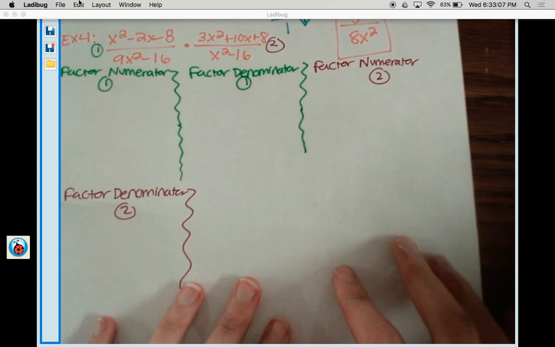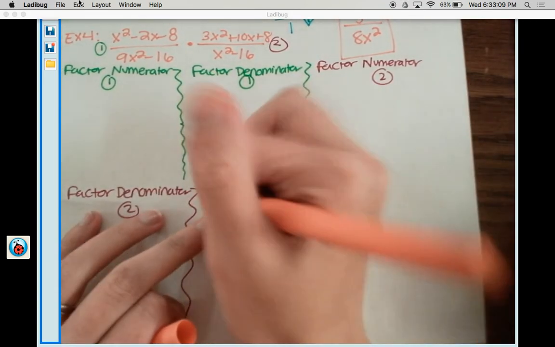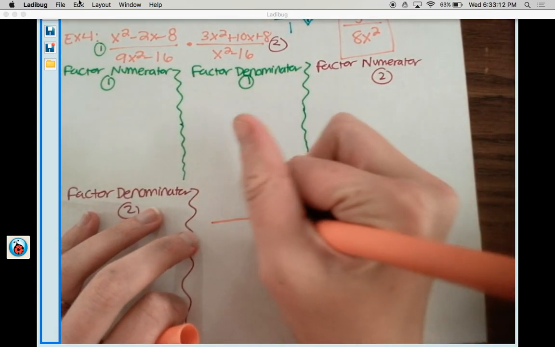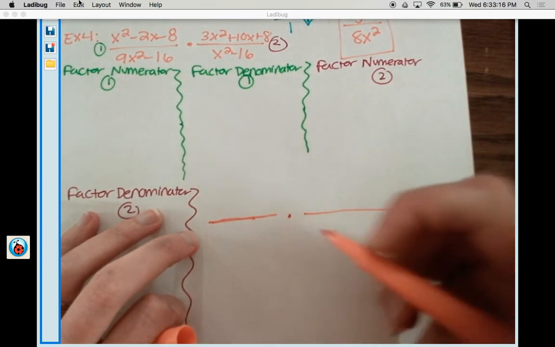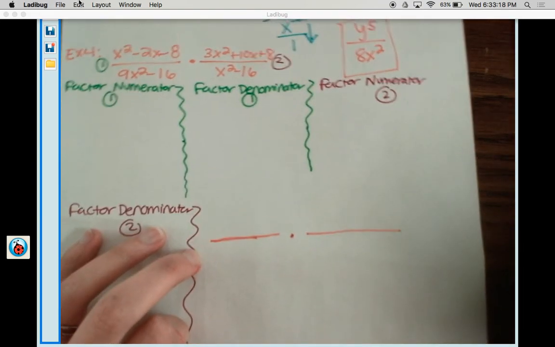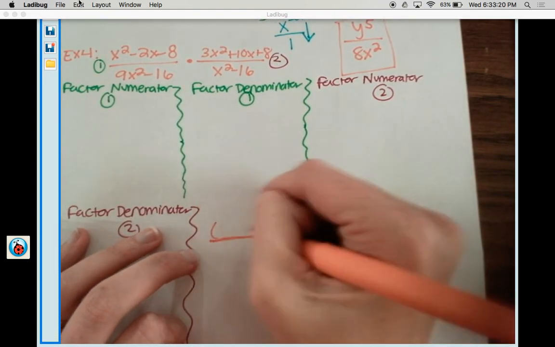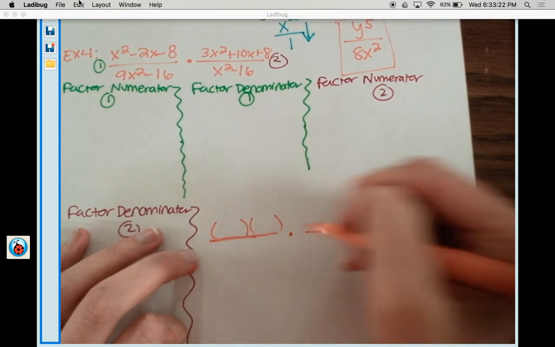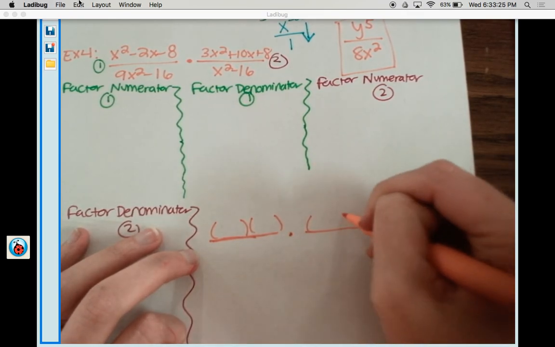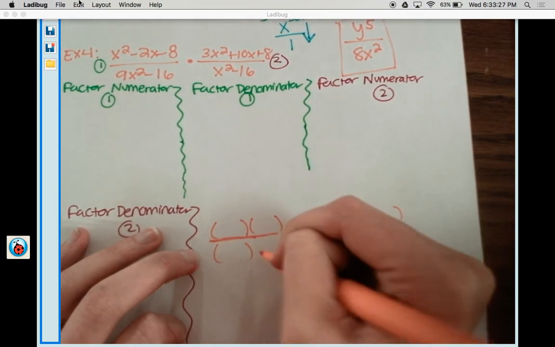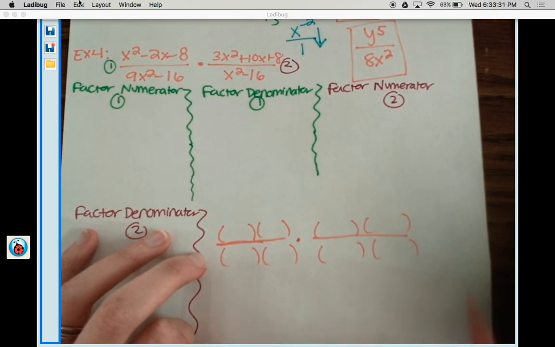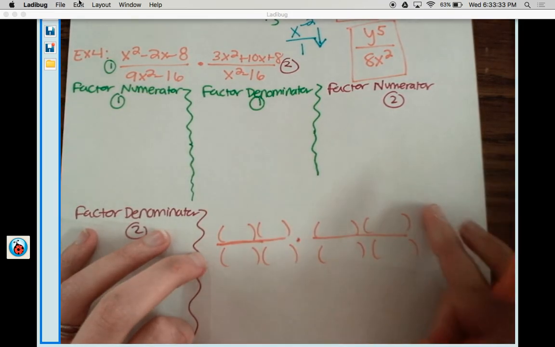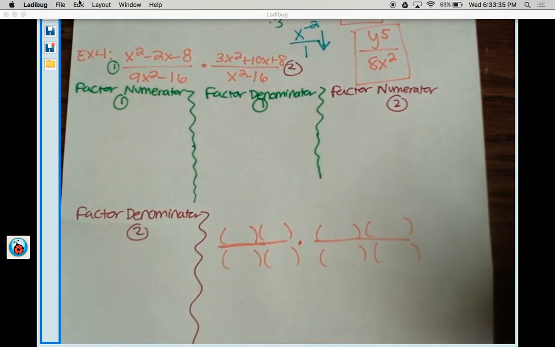In our final answer, we're going to have two things that are divided and multiplied. But we should end up with 2 parentheses in each numerator and denominator. So after we factor all 4 of these, we should end up with 2 parentheses in the numerators and denominators. So let's see what happens.